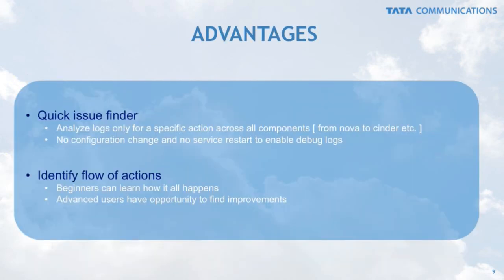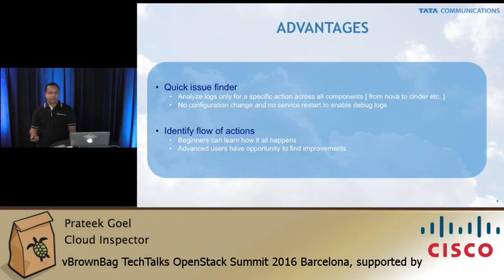And the advantages are pretty straightforward. It's easy to find the logs and the root of failure across the components. No configuration change and no service restart to enable the debug logs. So this is primarily for the production environment. And for the beginners, they can identify how these APIs flow and what all happens in the environment when a VM is being spun. And advanced users have an opportunity to find out if there's any way to improve it.